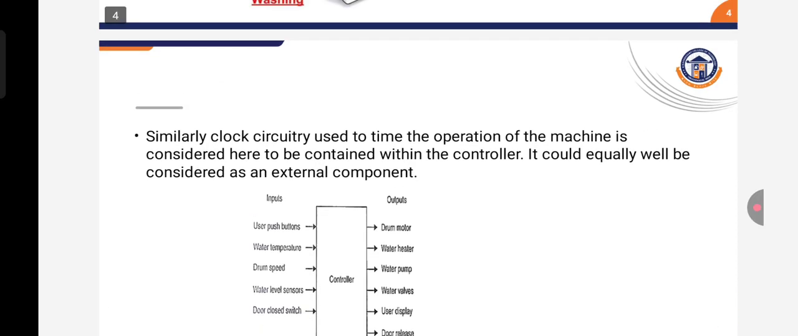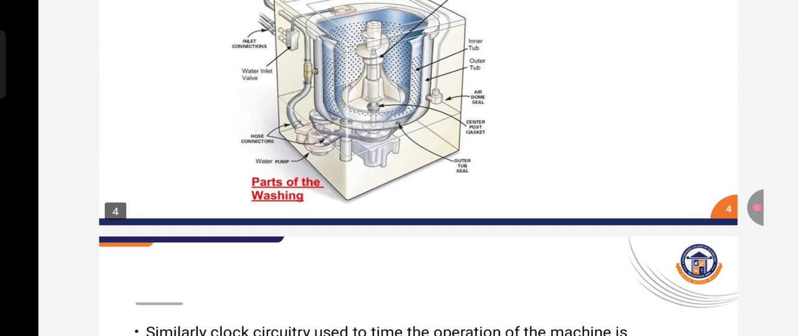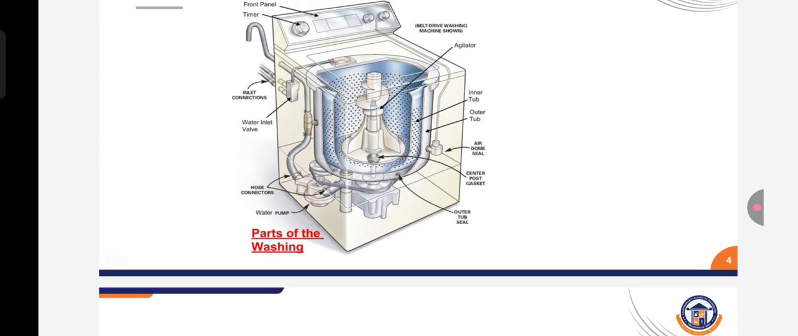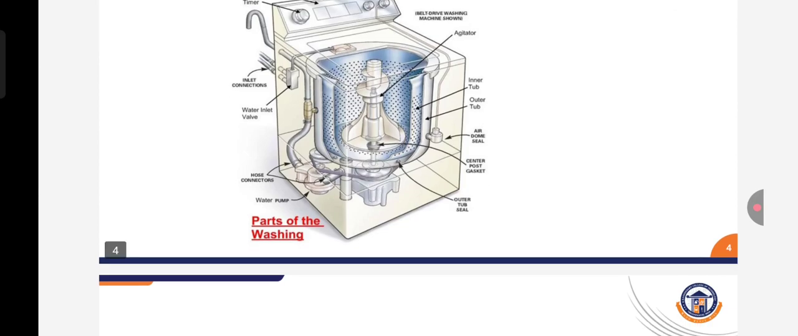Next, the motor of the washing machine. The motor is coupled to the agitator or the disc and produces its rotary motion. There are multi-speed motors whose speed can be changed as per the requirement. In the fully automatic washing machine, the speed of the motor, that is the disc, changes automatically as per the load on the washing machine.